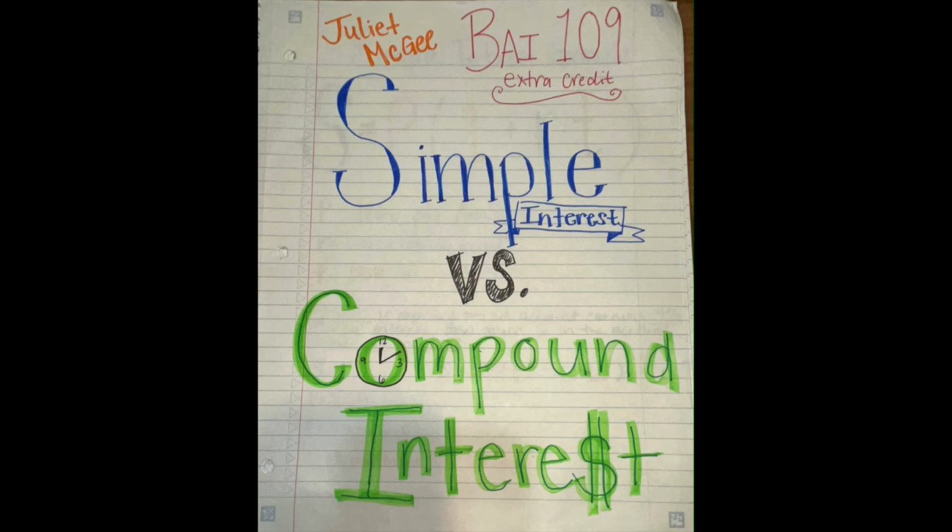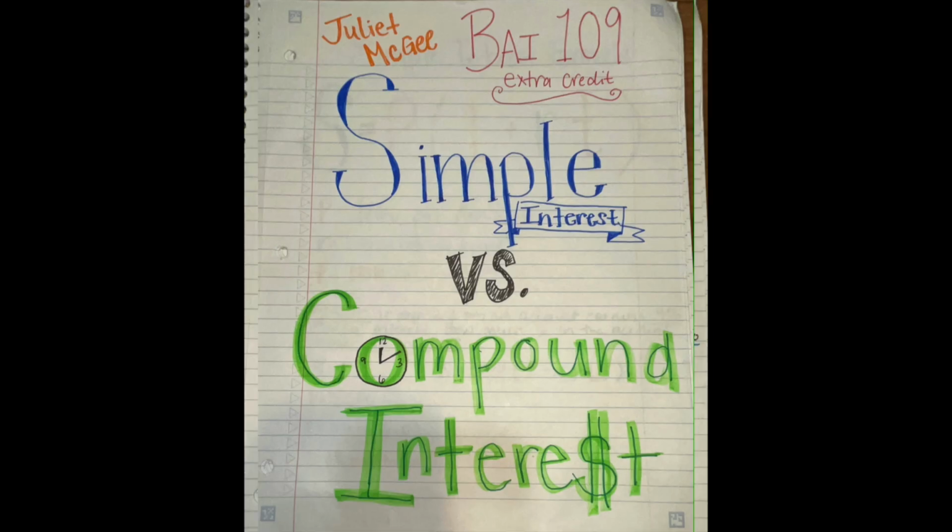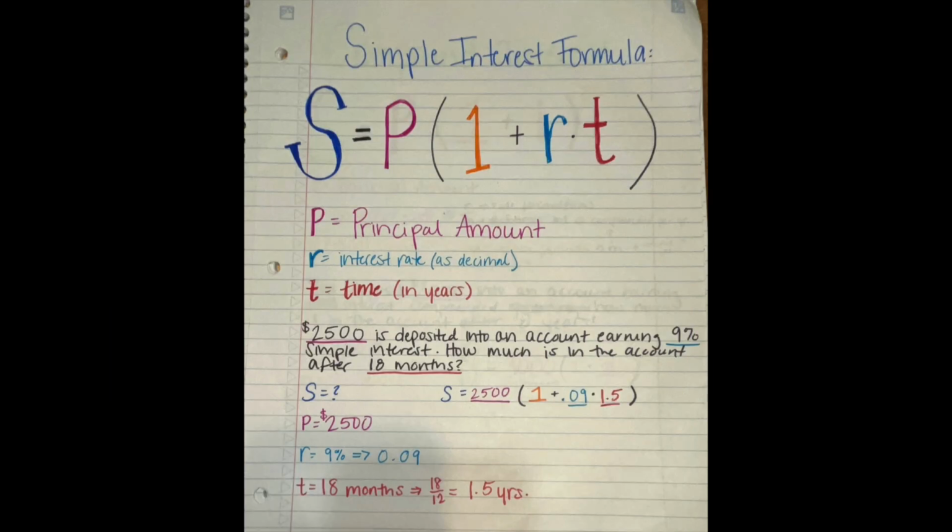Hello everybody, today I'm going to be discussing the difference between simple and compound interest. So first I'm going to start off talking about simple interest. Below I have the simple interest formula, which is S equals P times (1 plus R times T).